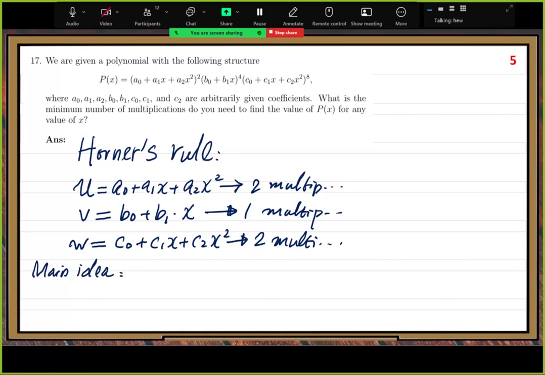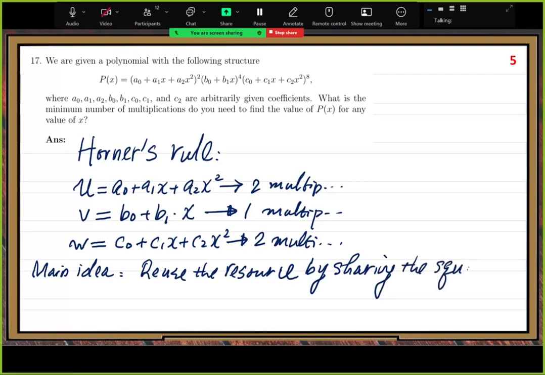Okay? Still, we use the resource by sharing the squares, square operations as much as possible. Because here you can see the exponent numbers 2, 4, 8. That means there are many square operations. When you do square operations, I look at those students, they do squaring operations separately. They didn't share squares. That's the reason they use more than the necessary number of multiplications.